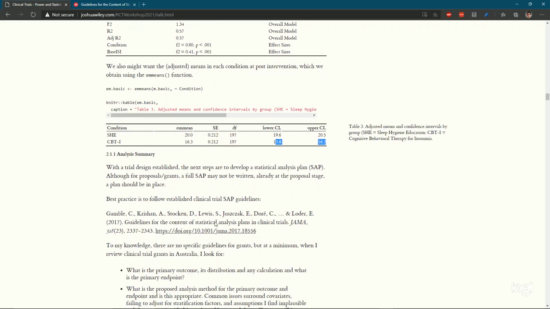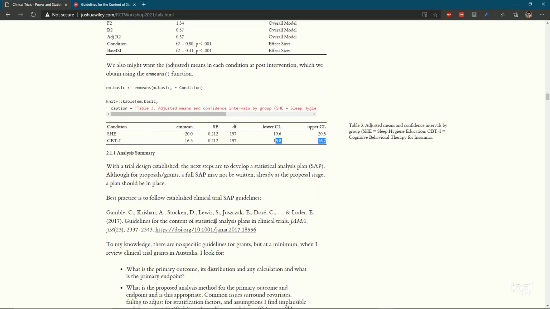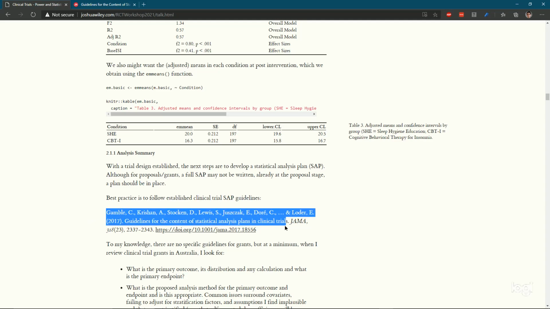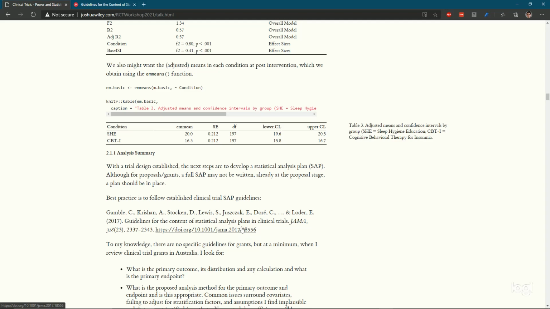So just to summarize this, with the trial design established, the next step is to develop a statistical analysis plan. For a proposal or a grant, I wouldn't write a full SAP just yet, but at least a plan should be in place. You should have in your head what those are. The best practice is to follow established clinical trial SAP guidelines, and I'm just putting the reference to this paper as well as a link to it.